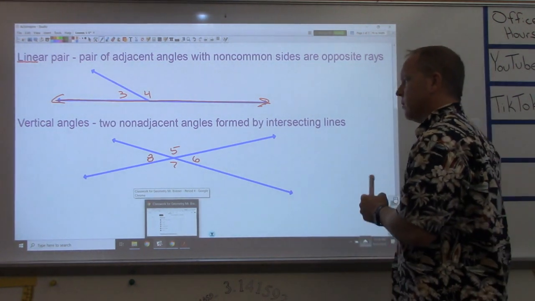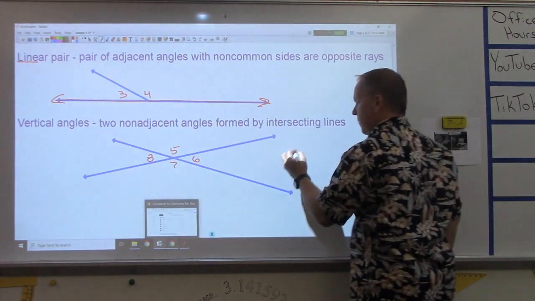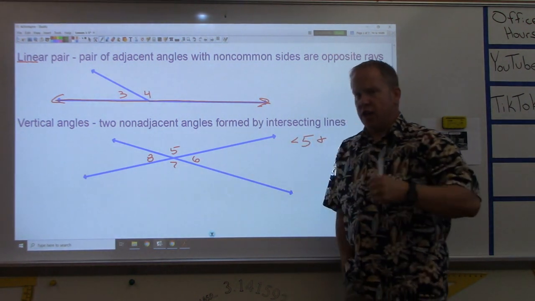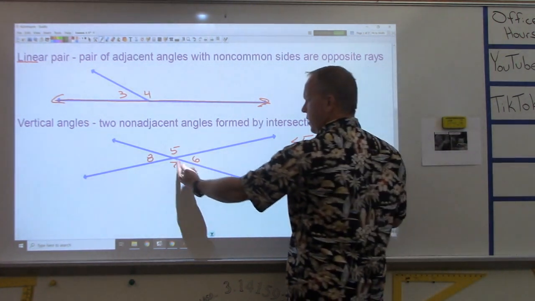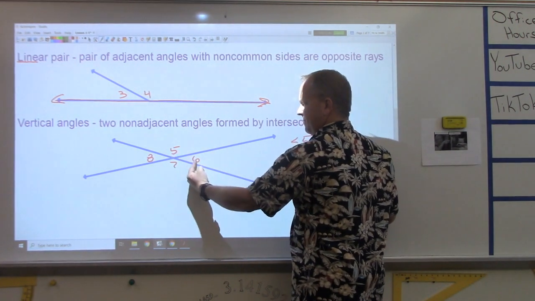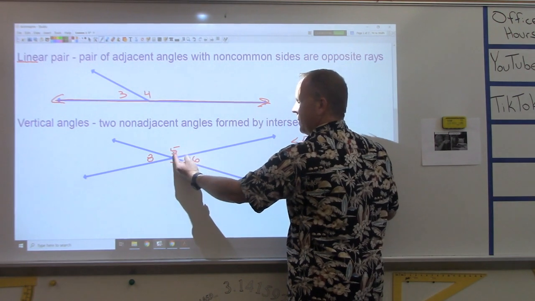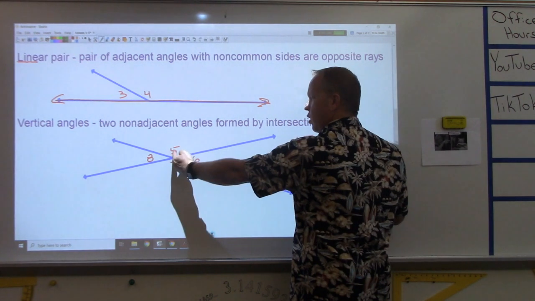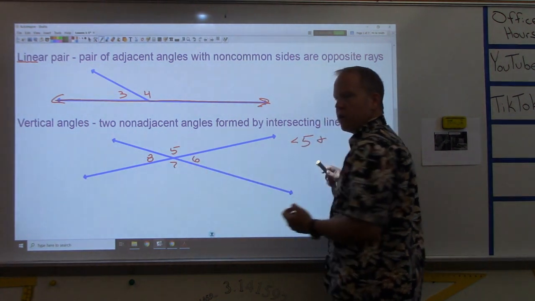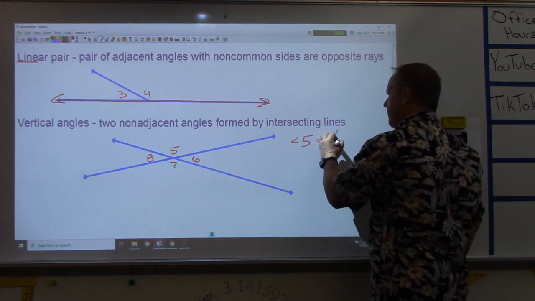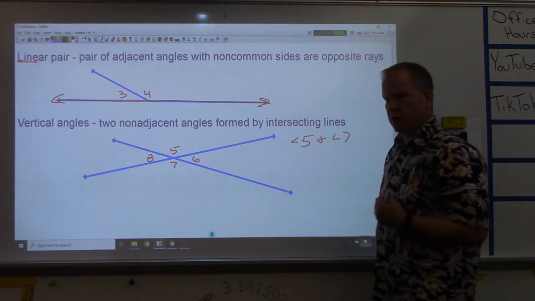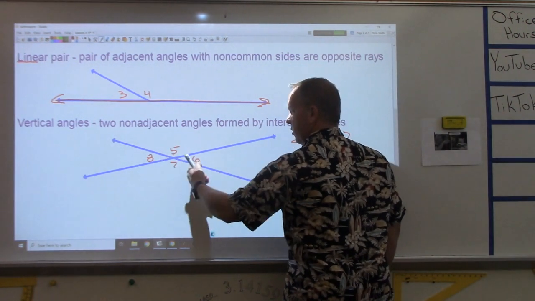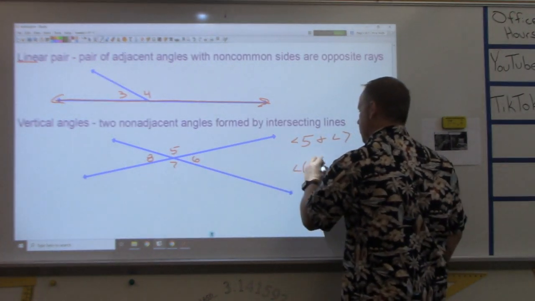I want the vertical angles. They are non-adjacent. So if I said angle 5, what angle is not right next to angle 5? Well, let's take a look here. Angle 5 and angle 6, right next to each other. They're adjacent. Angle 5 and 8, they're adjacent. They're right next to each other. Well, look where 7's at. 7 is right across from angle 5. So angle 5 and angle 7 are a pair of vertical angles. Also, 6 and 8 are vertical angles. Angle 6 and angle 8.